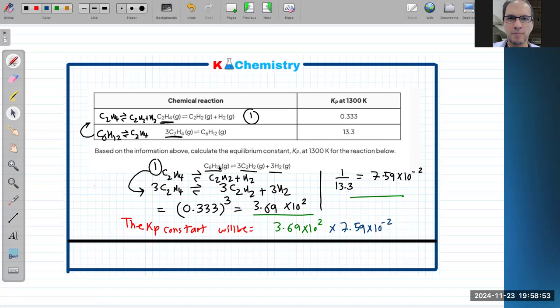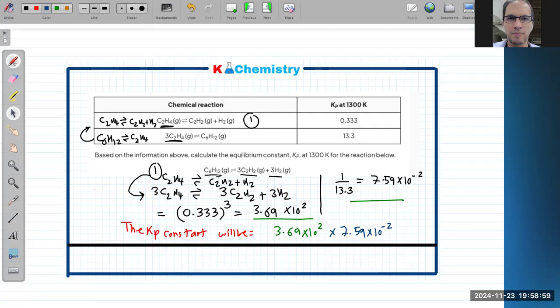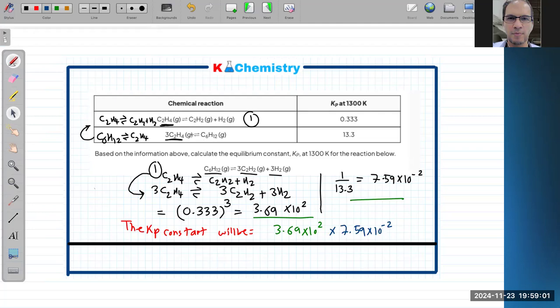So again, I have two equations. I have reversed the first one, so I made the reciprocal of it. I have taken the other one and multiplied by 3, so I make it to the power of 3. Then I needed to combine the two equations. In order to combine the two equations, I have multiplied the two KC for them, that one modified and this one modified, to get the final KC for the whole equation, which is unknown.